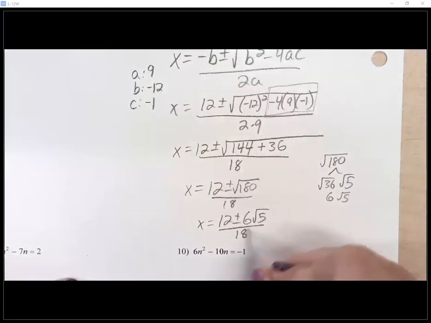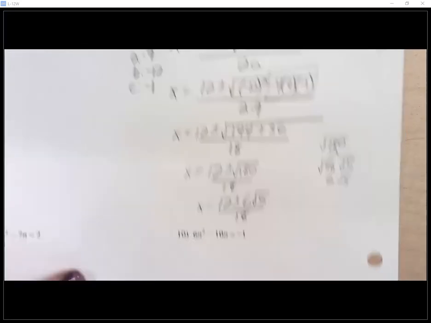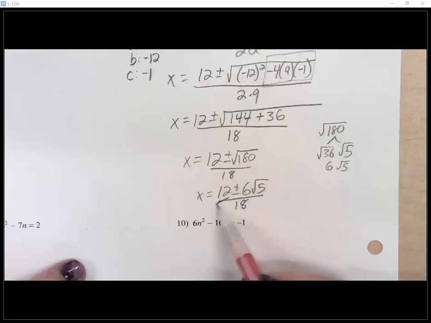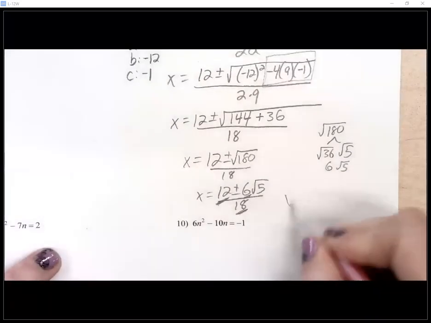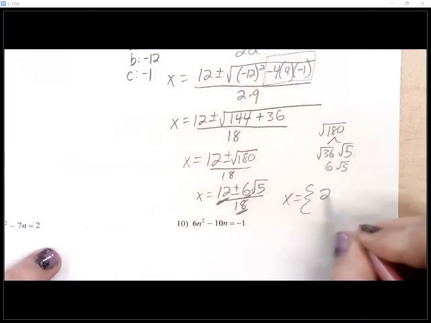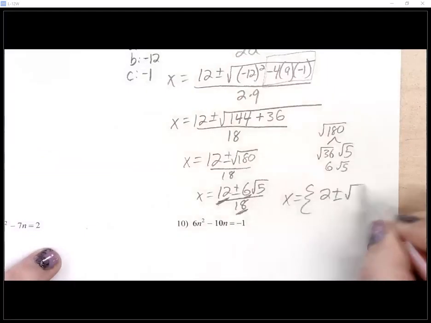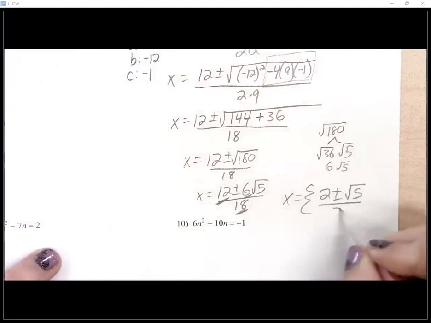And now I just checked these three numbers: 12, 6, 18. Do they all have a number that I can divide by? 6. So my final answer: 2 plus minus root 5, you can write the 1, you don't have to write the 1, it doesn't matter, over 3. Done. Okay.